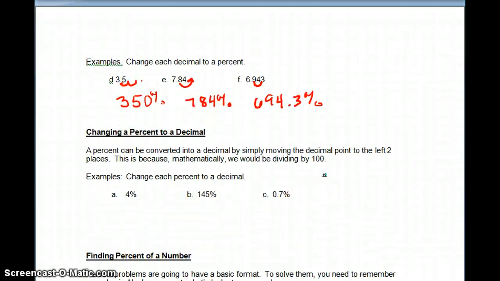Okay, moving along. We're going to change a percent to a decimal. Now, we're going to do the exact opposite of what we just did. When we were changing that decimal to a percent, we moved the decimal point 2 places to the right because we were mathematically multiplying by 100. Now what we're going to do to convert a percent to a decimal is move the decimal point 2 places to the left, because mathematically we would be dividing by 100.